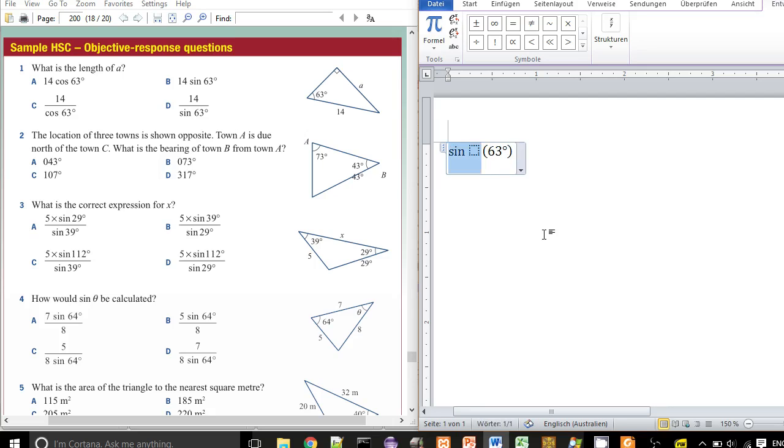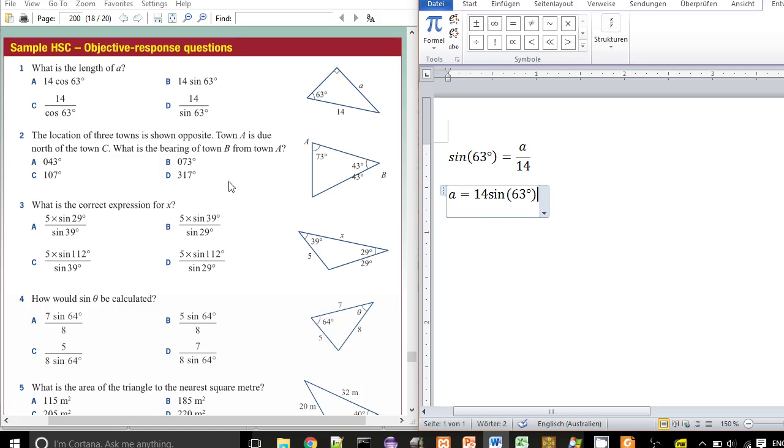that. Whatever. Anyway, sine 63 degrees equals A over 14. And I need to make A the subject, so I need to get rid of the 14 by multiplying. So A equals 14 sine 63 degrees. Okay, so B is correct.